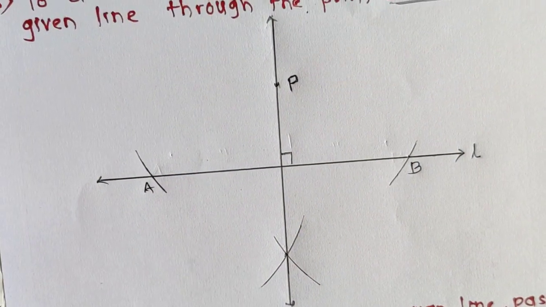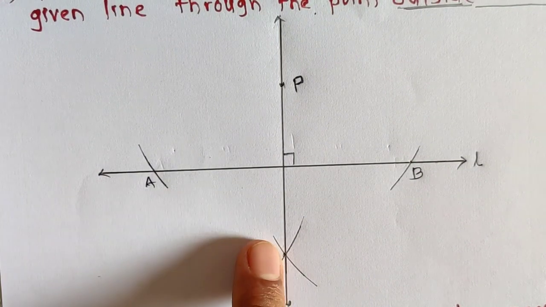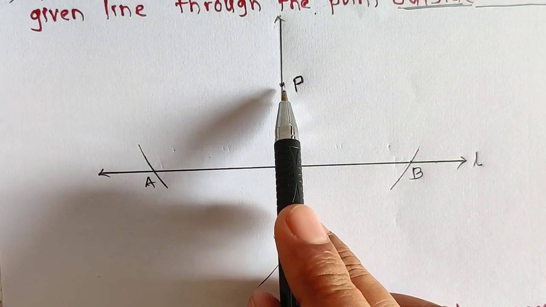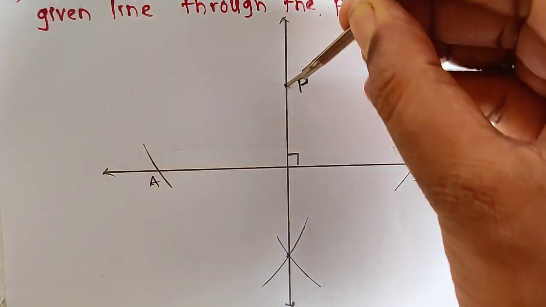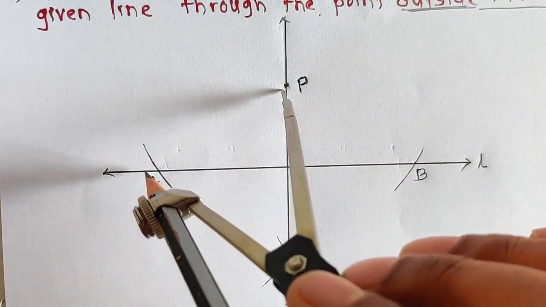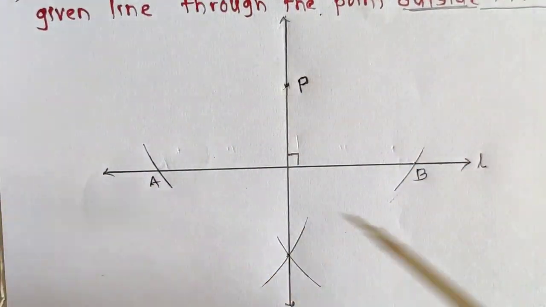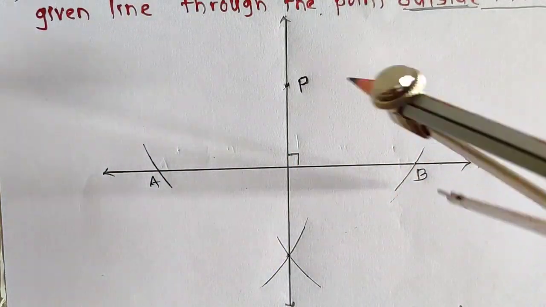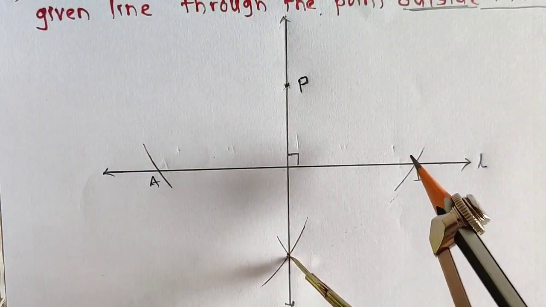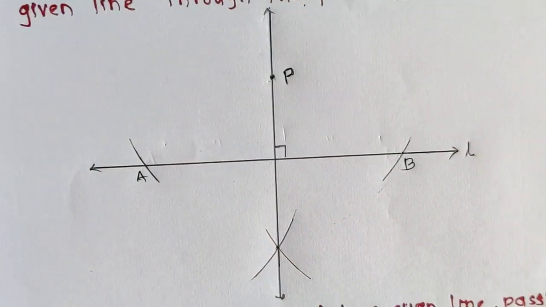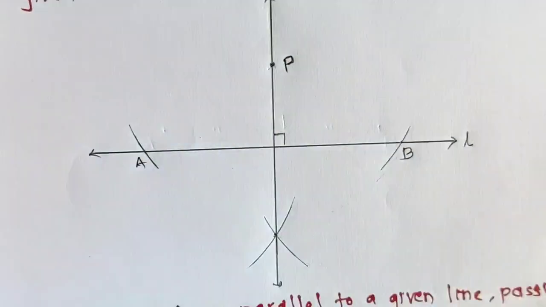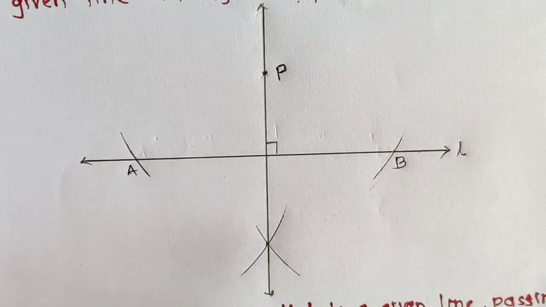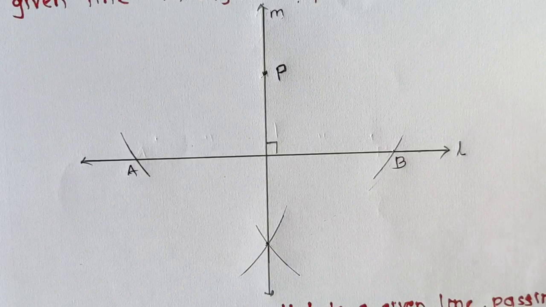So in this way we can draw the line perpendicular to the given line through the point which is outside the line L. Now remember again, with P as a center, draw two arcs. First one on the left hand side, second one on the right hand side. Let it be A and B. Now bisect the segment AB. You know how to bisect. With more than half distance, draw one arc. With equal distance, draw the second arc. Then we get the point of intersection of two arcs. Now draw the line passing through P and this point, and we get the perpendicular to the given line L. So here M is the line perpendicular to the given line L.